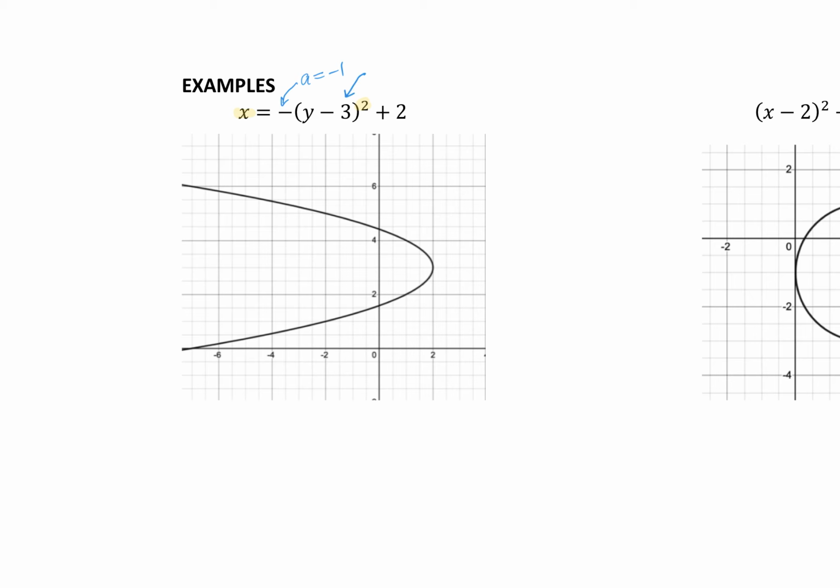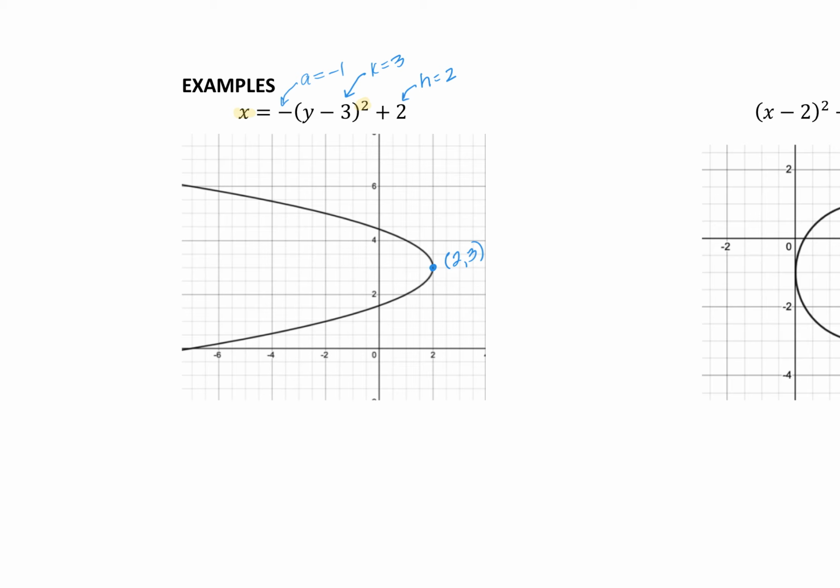This 3 is our k value. The k value is always next to the y. And this 2 is our h value. So remember, in a parabola, (h, k) is going to be our vertex. Here's our vertex. Is that (2, 3)?